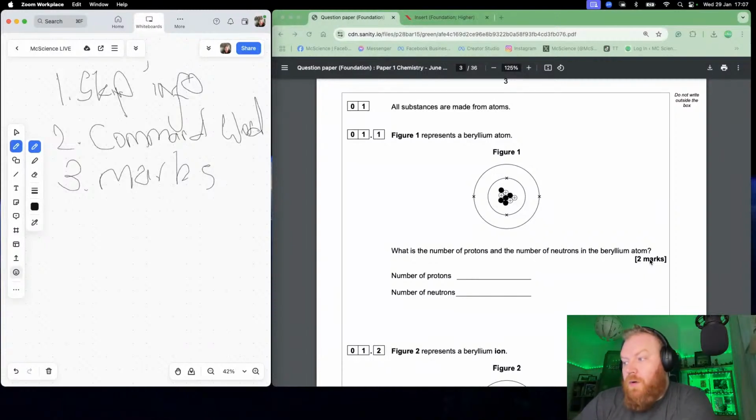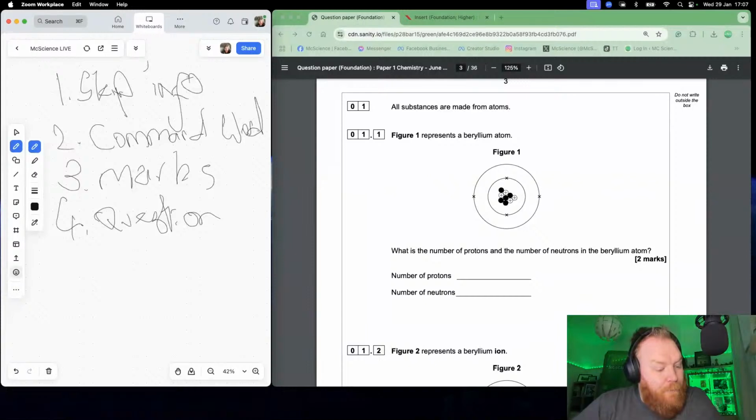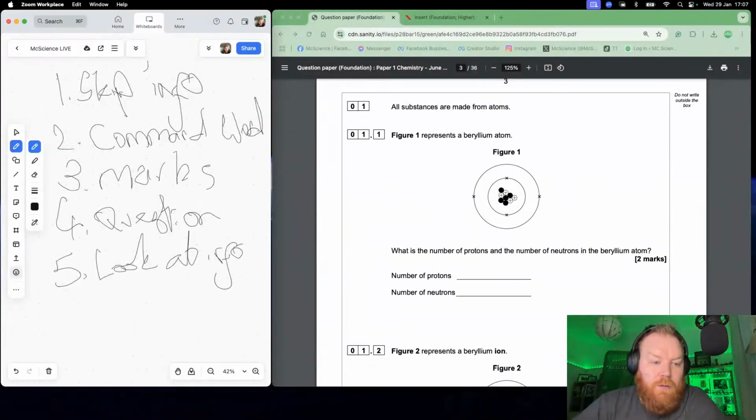We read the question: what is the number of protons and the number of neutrons? So that is our step 4. Because I've actually read the question, our next part is to look at the info. And I apologize about my handwriting, it is one of those practice makes perfect things, and hopefully as we go through this series, it will get better.